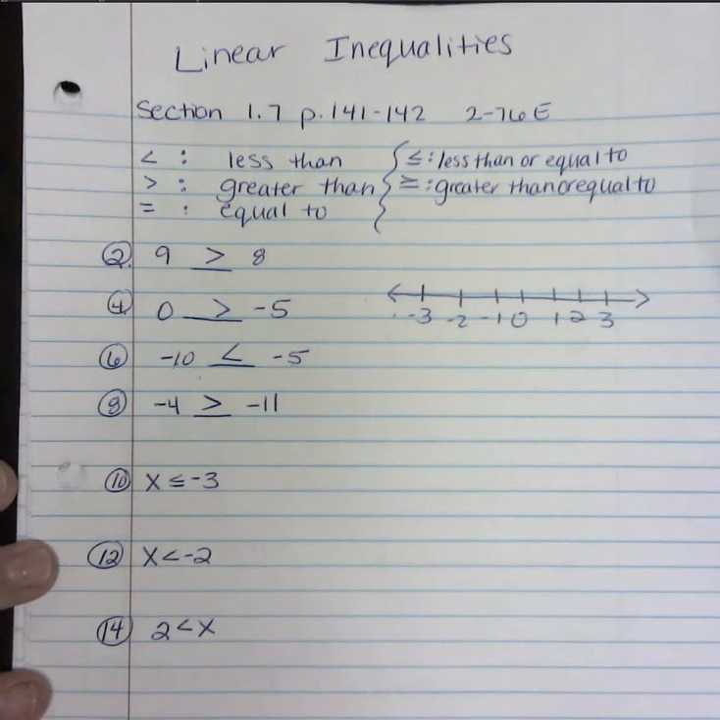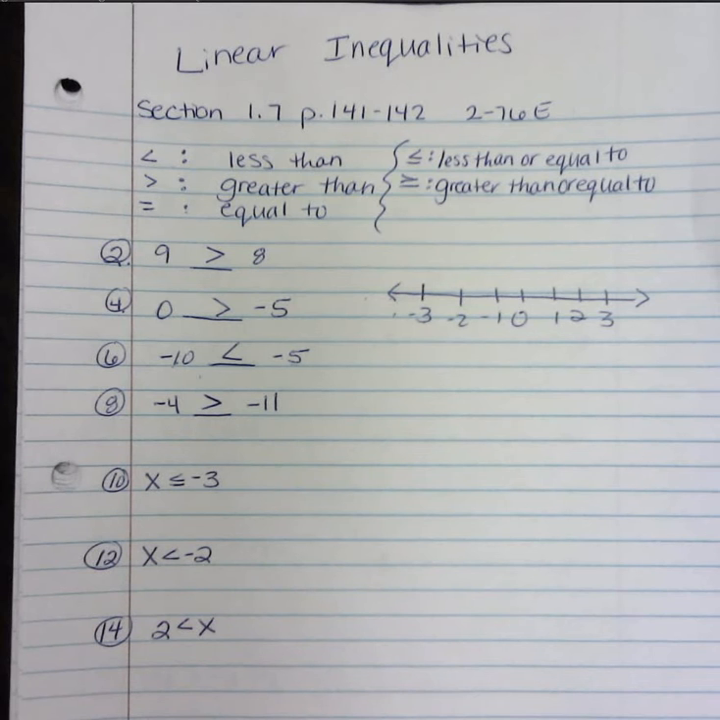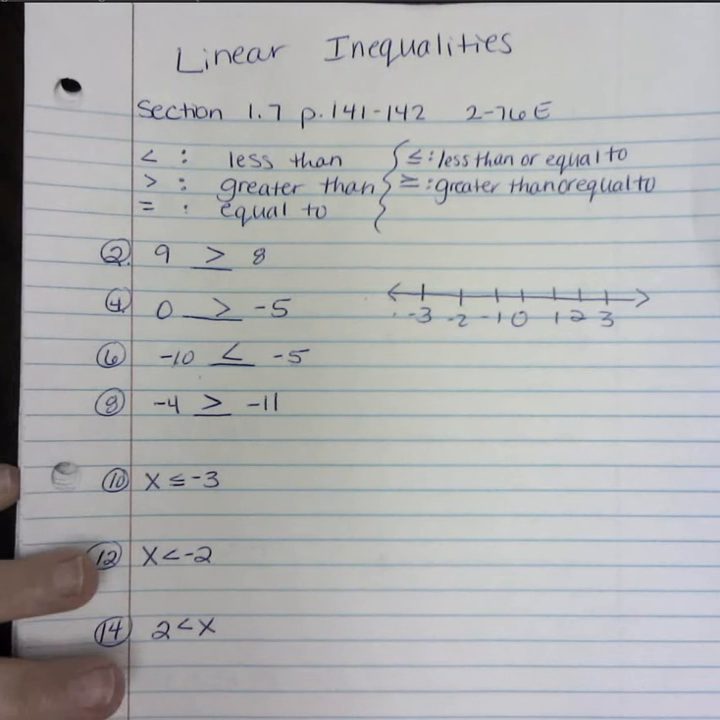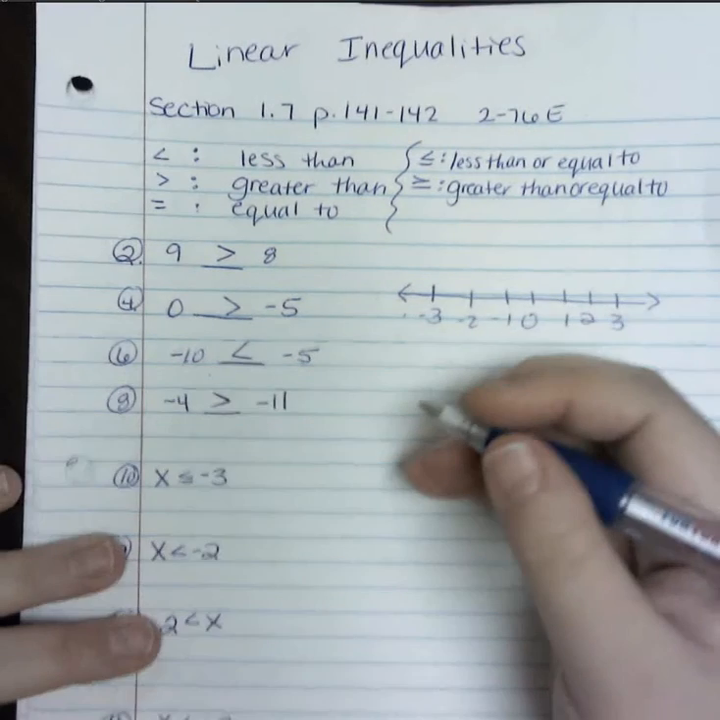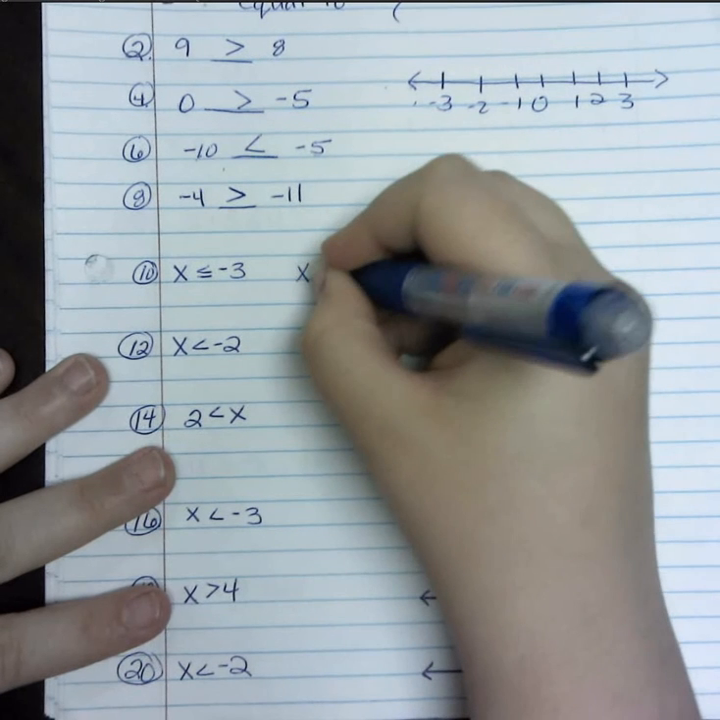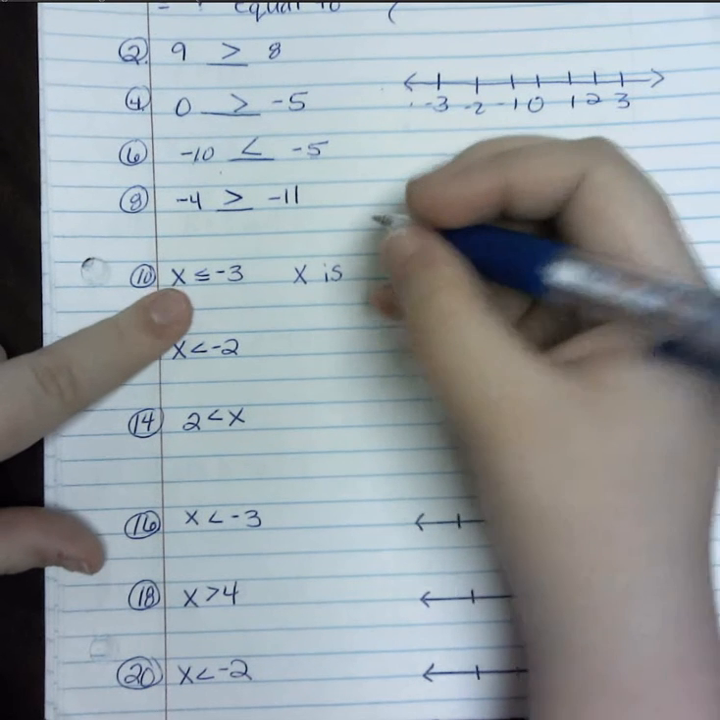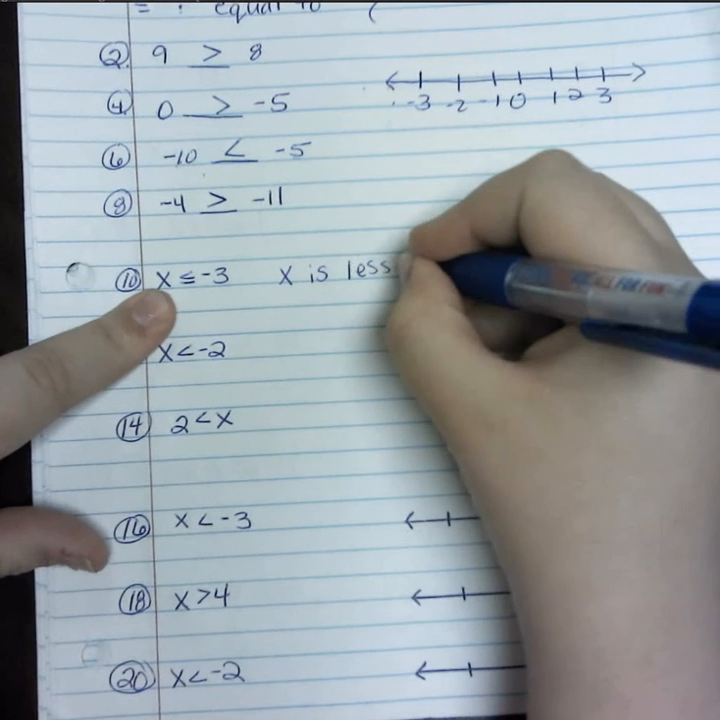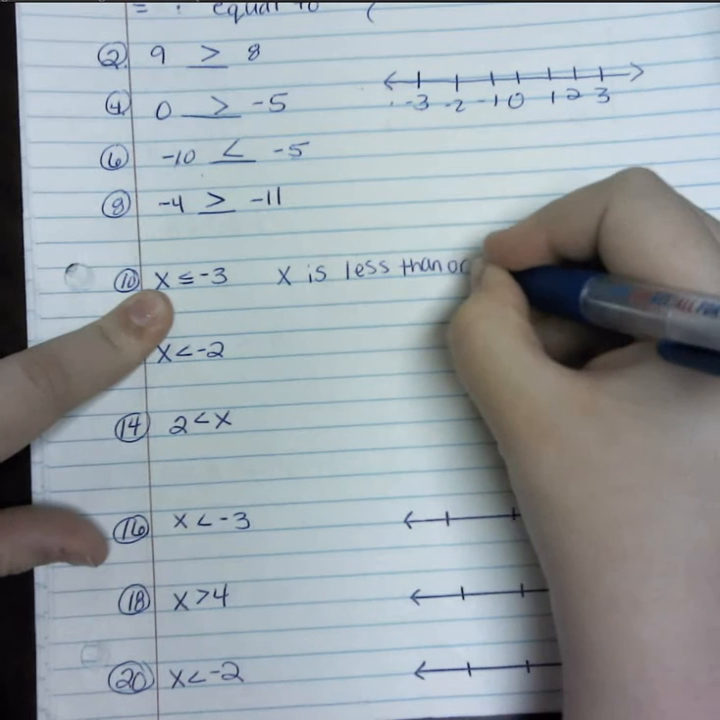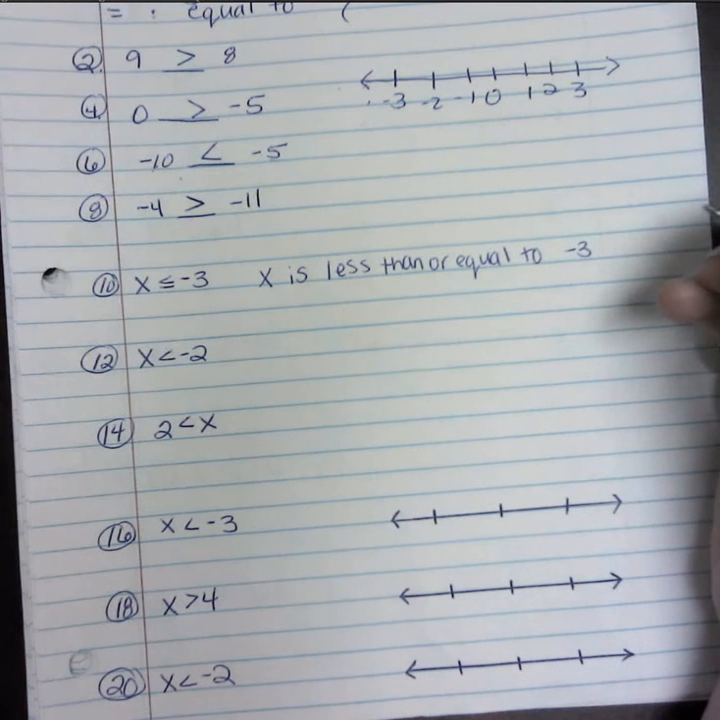All right, now on problem numbers 10 through 14, they're asking us to write each inequality in words. So we're going to start off on number 10. We're going to say x is, this symbol is, if you look at the notes from earlier, less than or equal to, and the number is -3. If you want to write out -3 in words, that's okay. It's not a big deal, at least for me.